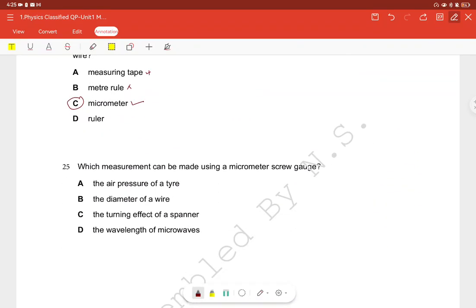Which measurement can be made using a micrometer screw gauge? The air pressure of a tire, that's wrong. The diameter of a wire, that's correct. The turning effect of a spanner, the wavelengths of microwaves. We can use it for measuring the diameter of a wire.